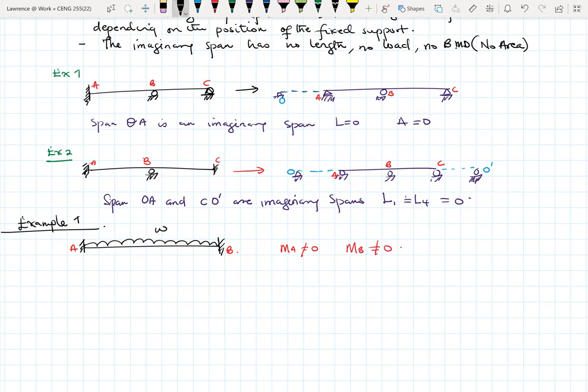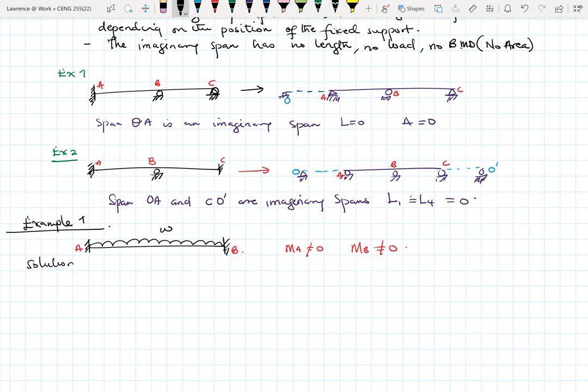So to solve this particular problem, we convert it into the case whereby we can have pin support and then be able to solve them. So I come back here, have my UDL on it. Then I change my supports to simple support, or pin support. Then I create my imaginary spans, both on the right and left, because we have fixed support on both sides. So this can become O prime, and this also O. Let me just do it in a better way: O, A, B, O prime.